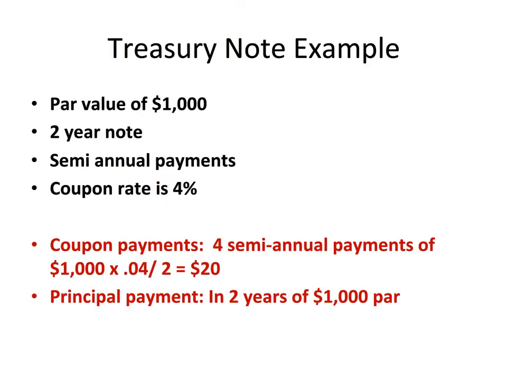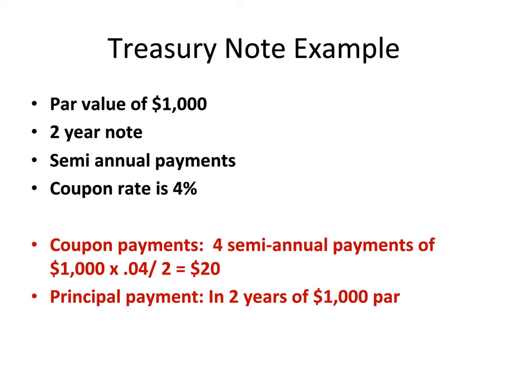Now I'm going to give a particular Treasury note example. This Treasury note has a par value of $1,000, which is the usual beginning size of Treasury notes, and you can get them from $1,000 to much larger. Par value, you'll see the meaning of that or what it's used for here in a minute. It's used to calculate the interest or coupon payments as well as give the payment at the end.